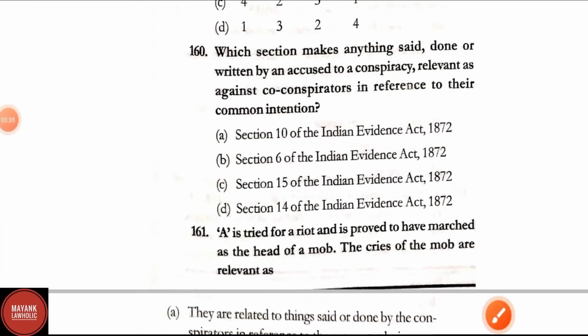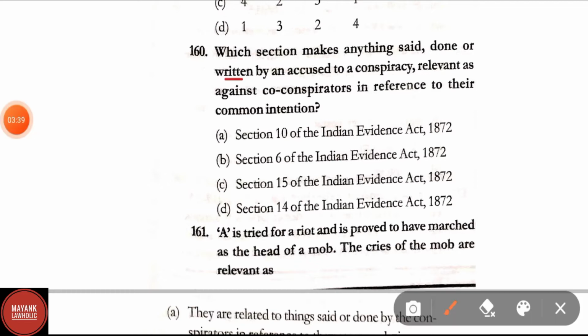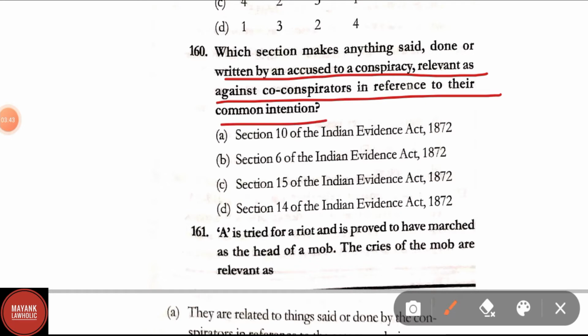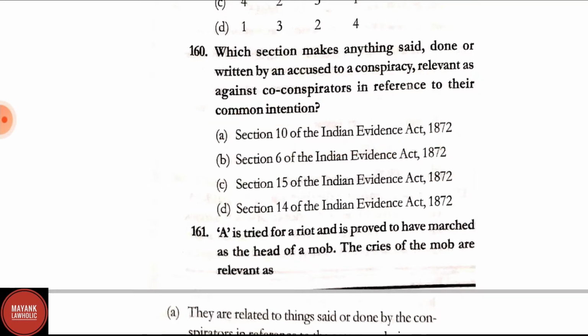Question number 160. Which section makes anything said, done or written by an accused to a conspiracy relevant as against co-conspirators in reference to their common intention? Option A, section 10 of the Indian Evidence Act 1872. Here this option is the correct answer. Section 10 of the Indian Evidence Act 1872.